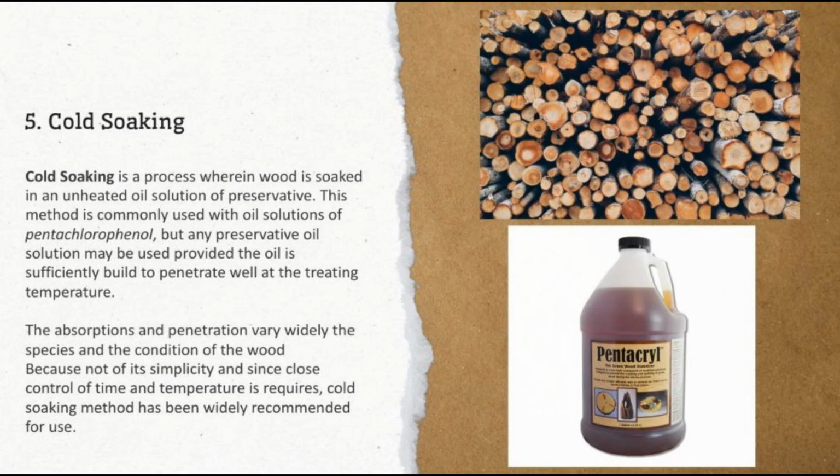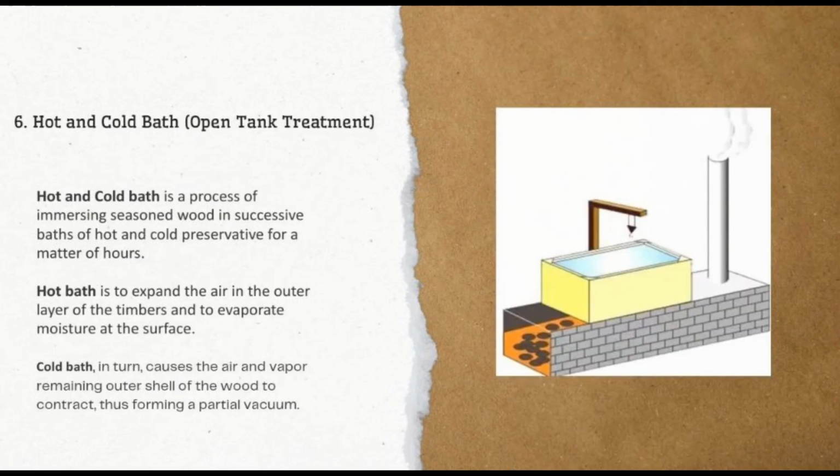Cold soaking is a process wherein wood is soaked in an unheated oil solution of preservative. This method is commonly used with oil solutions of pentachlorophenol, but any preservative oil solution may be used, provided the oil is sufficiently fluid to penetrate well at the treating temperature. Absorption and penetration vary widely with the species and the condition of the wood. Because of its simplicity, and since close control of time and temperature is not required, the cold soaking method has been widely recommended for use.